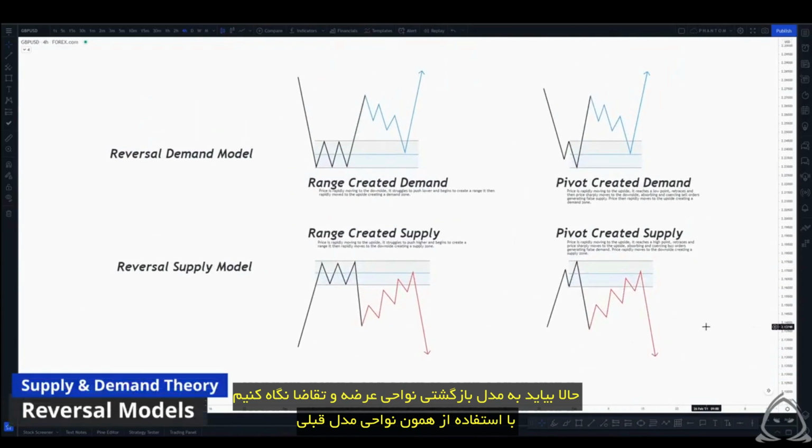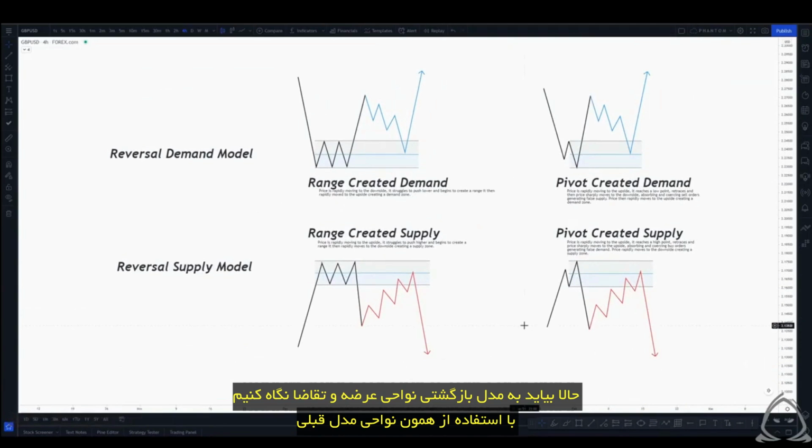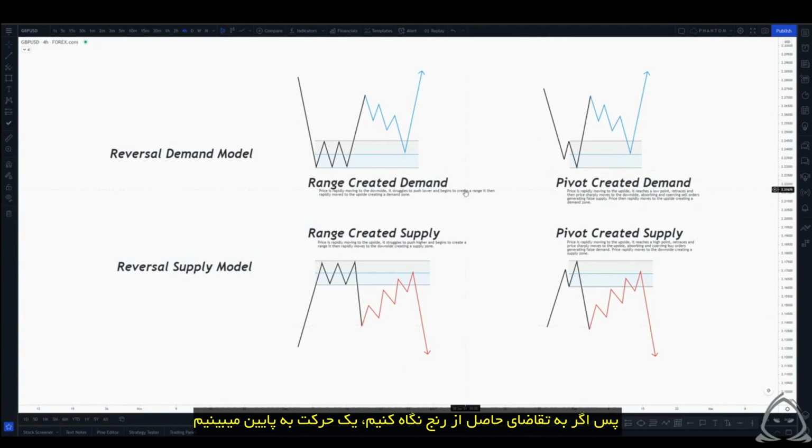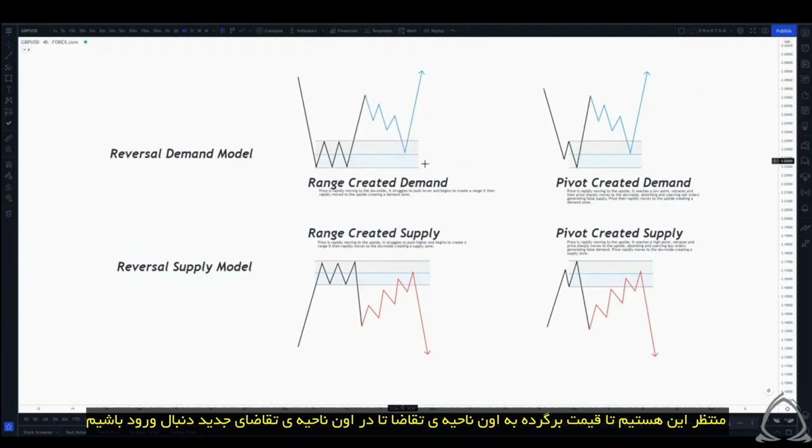Now let's take a look at the reversal demand and supply models, again using the same zone creation model. So if we're looking at range created demand, we're looking for a move to the downside. We have that sideways range. Price then expands to the upside rapidly. Again, we're not looking to trade the break of that range. We're waiting for price to return back into that demand zone to look for entry in that newly created demand zone.